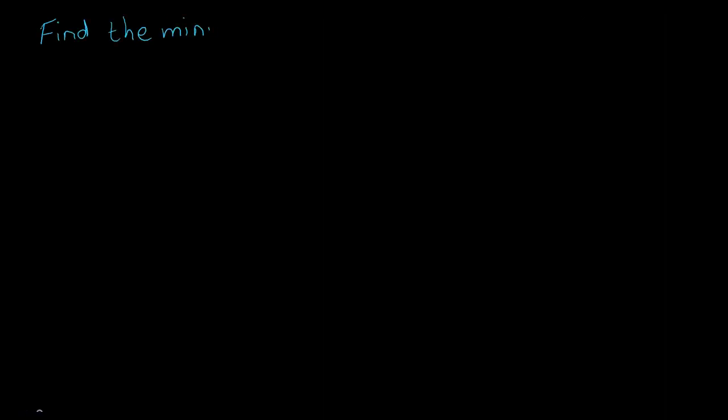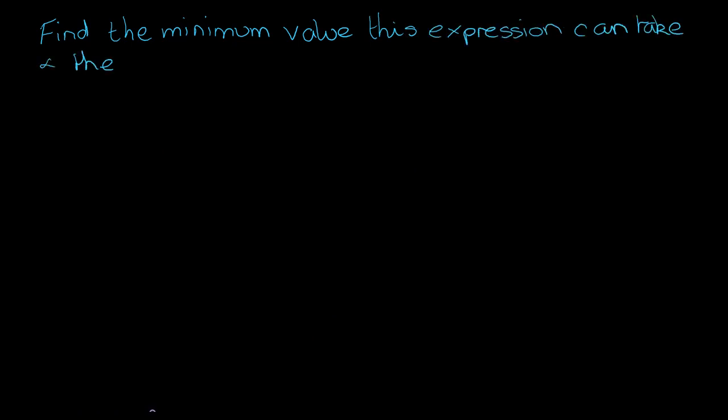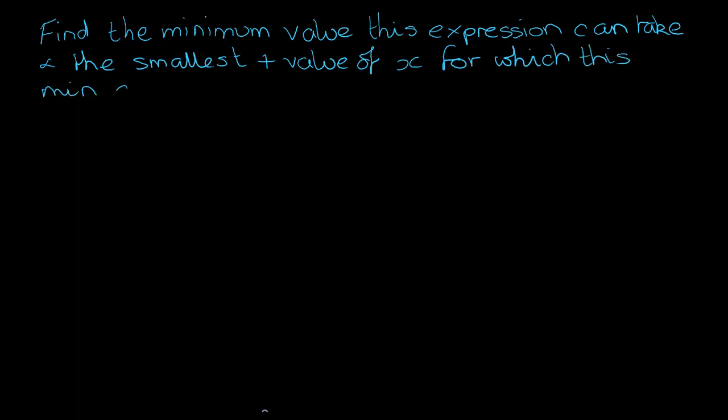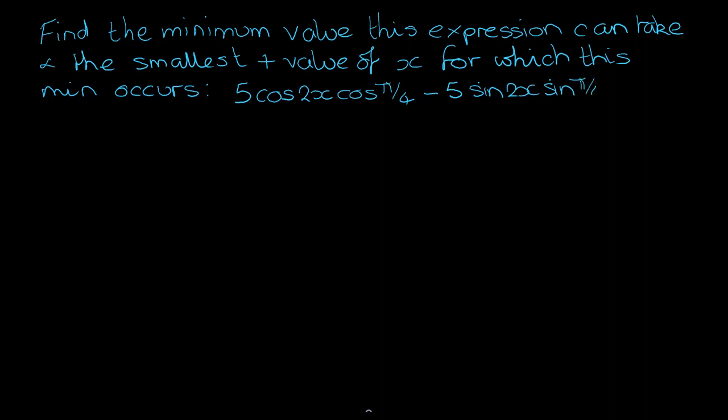Find the minimum value this expression can take and the smallest positive value of x for which this minimum occurs. 5 cos 2x cos pi over 4 minus 5 sin 2x sin pi over 4. This time we're going to use cos(A plus B), which leads to 5 cos of (2x plus pi over 4).